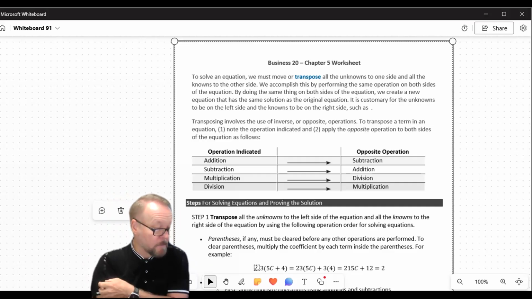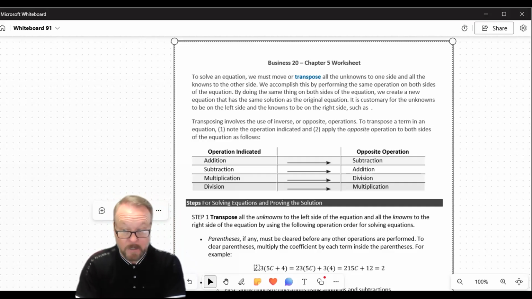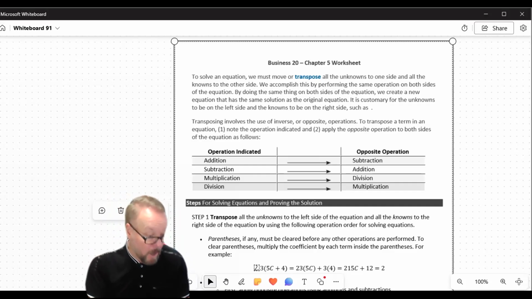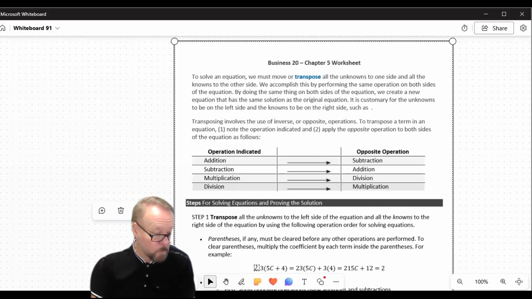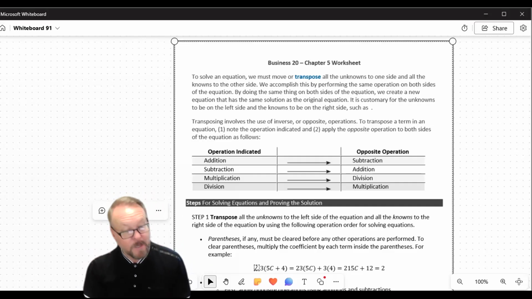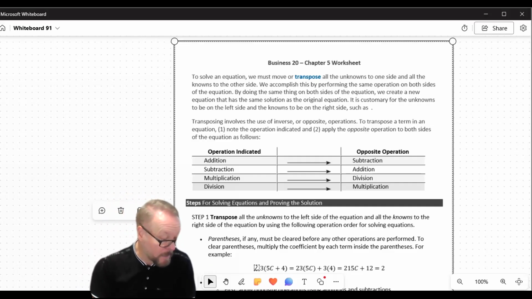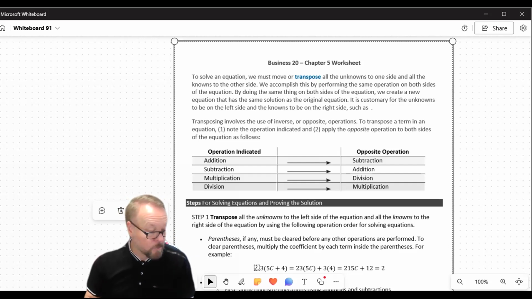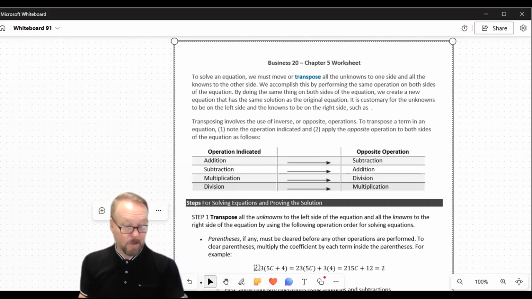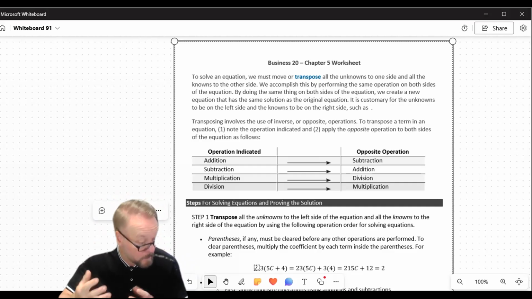In order to do that, you need to perform the opposite operation to what's being called for in the problem. So if there's an addition in a problem, you're going to do subtraction to move factors from one side to the other. If it's a subtraction in the problem, you're going to use addition to transpose, or to move information, from one side to the other. If it's multiplication, then you're going to use division in order to transpose and move things from one side to the other. And if it's division, you're going to use multiplication. So we'll be explaining all that in the beginning of this, and you'll be watching me work that out right at the beginning of this Zoom session.